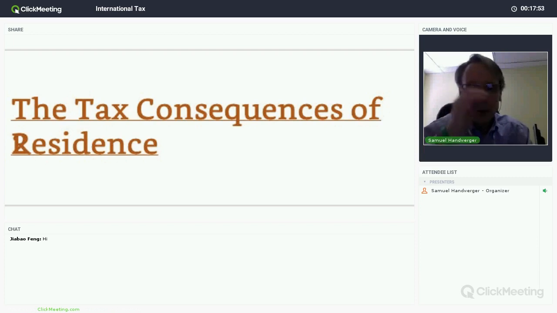All right, so let's talk about the tax consequences of residence. So I think we begin to see what that means. That means that if you're a resident of a country, you're going to pay tax on all the income sourced in that country and some items sourced elsewhere. And you'll have to follow those rules. That's the main consequence.